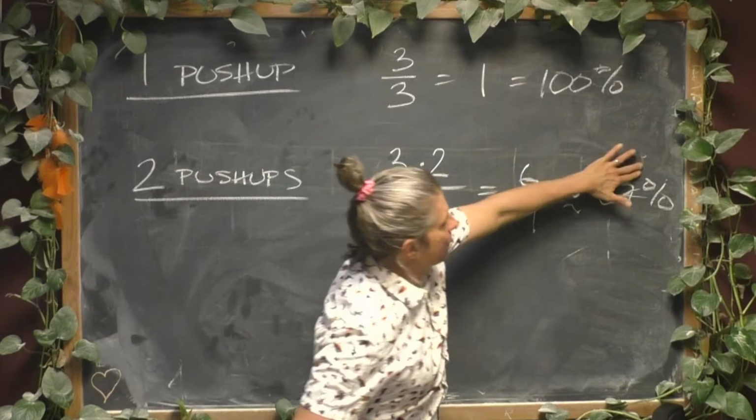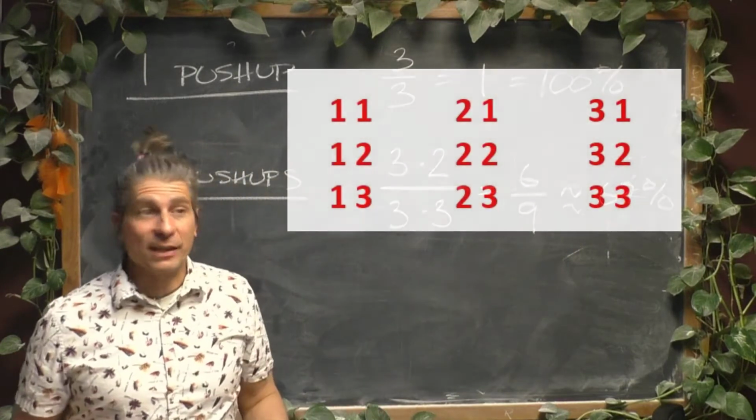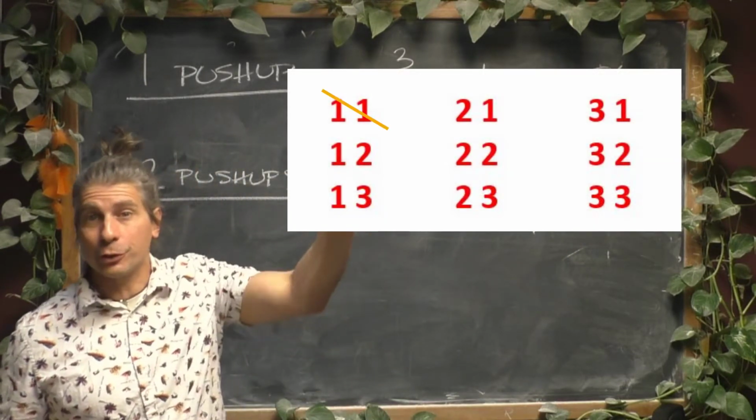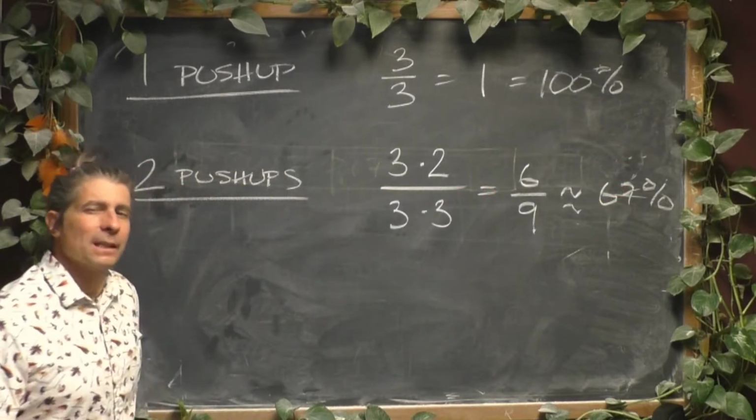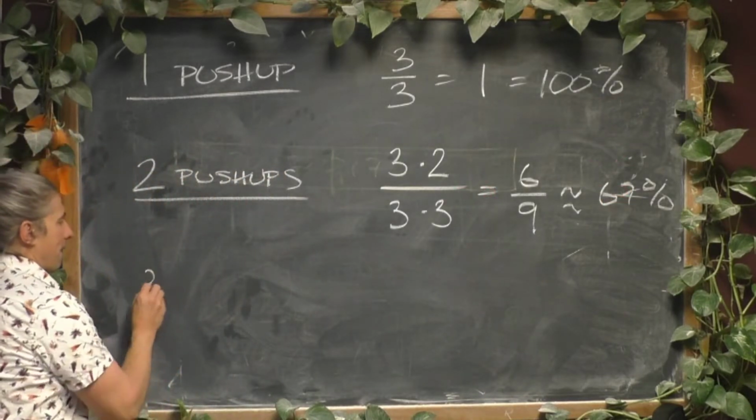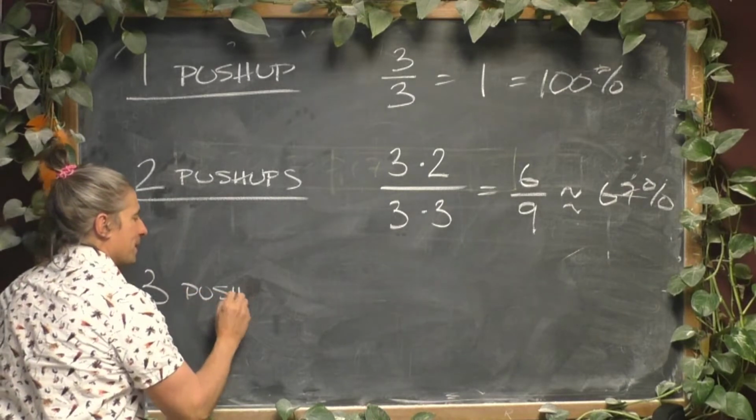Now, you could also figure this out by saying there are 3 ways to repeat a push-up: 1, 1, 2, 2, or 3, 3. That takes away the other 3. Let's go to 3 push-ups. See if you can see a pattern here.